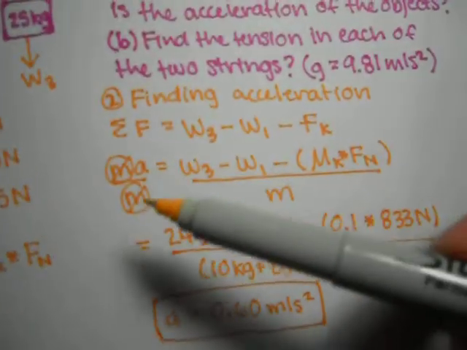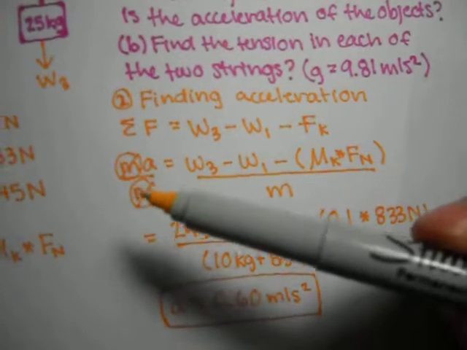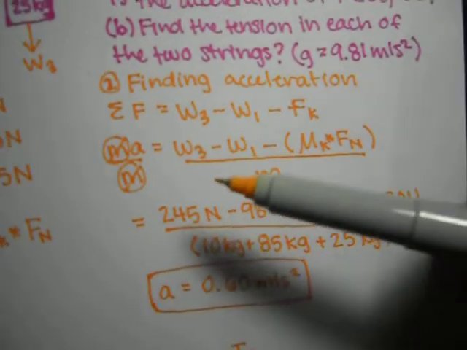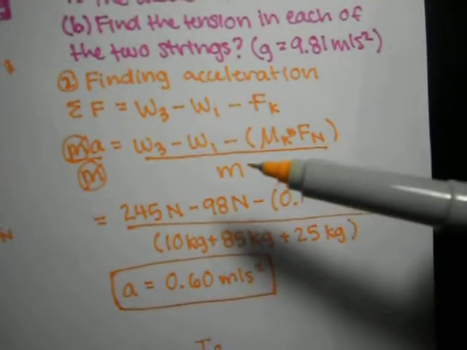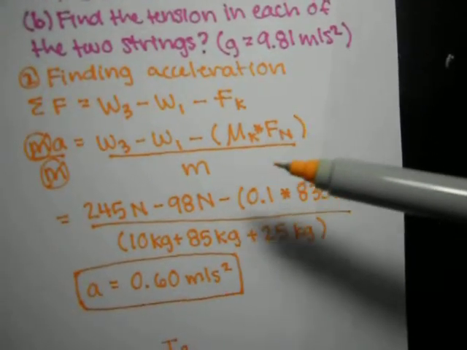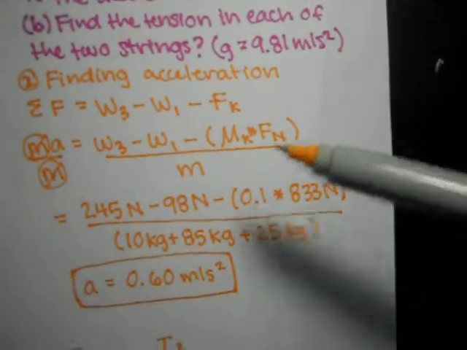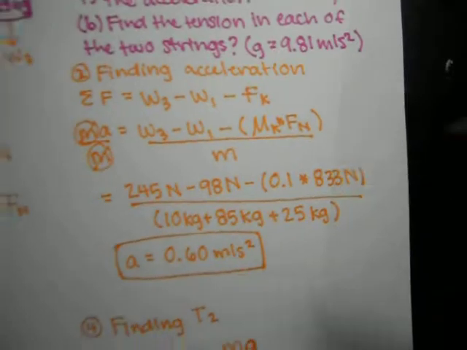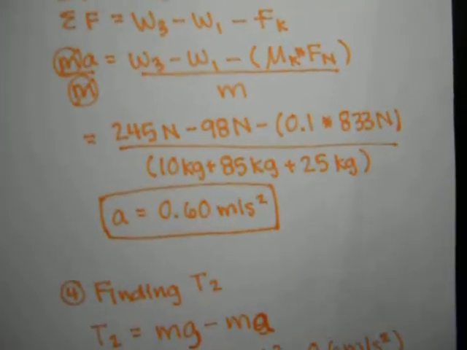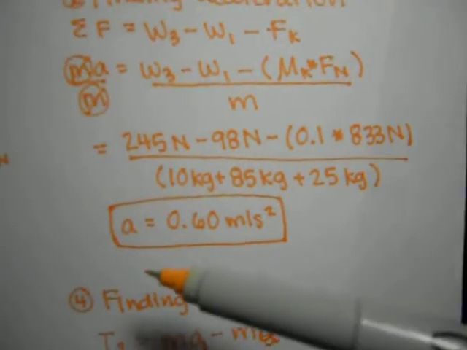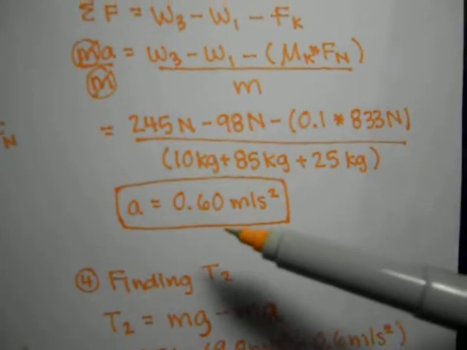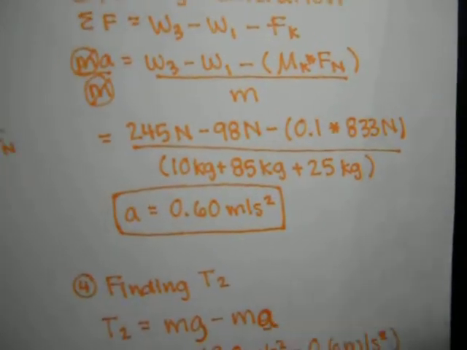Rewritten, this is expressed as ma is equal to the weight of the third minus the weight of the first minus the coefficient of kinetic friction times the normal force, over the mass. We plug in our numbers and find that acceleration is equal to 0.6 meters per second squared.